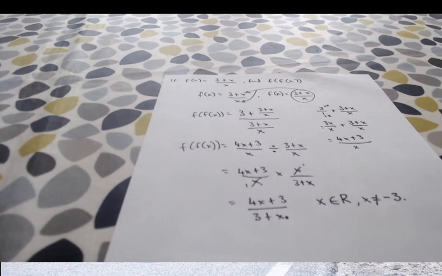Right, so we've had set notation, we've had f of g of x, g of f of x, f of x, and also a rather nasty one with a fraction involved in it as well.